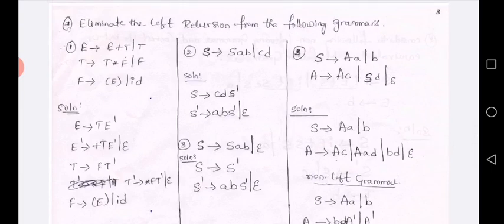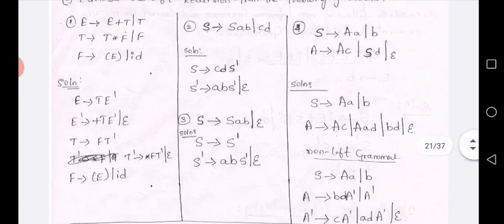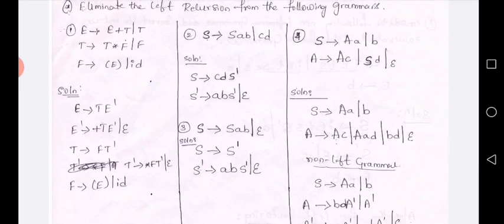See, first example, we have E derives E plus T or T, T derives T into F or F, F derives open bracket E close bracket or id. In the first two productions we have left recursion. How can we eliminate this? Before eliminating the left recursion, just observe what possible strings we can generate from the first production. E plus T, what is the possible value of E? It will be T, exactly, which means T plus T you can generate, again plus T, again plus T, like that.